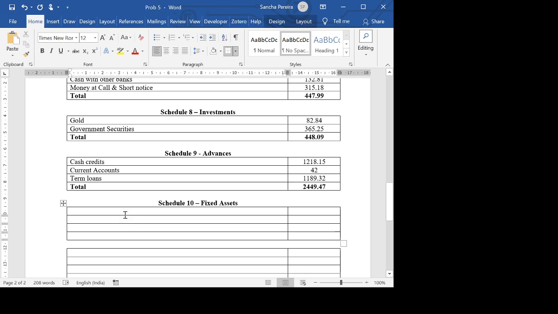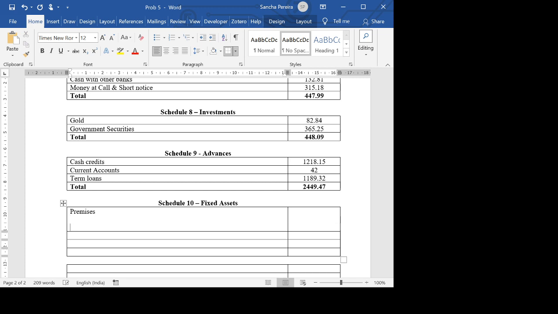We just need to be a little careful. We have premises and we have furniture. Now I told you premises and furniture, both the amounts are given as net. That means it's given after depreciation. So if I write here premises, we know the at cost, we know the opening balance, and they've given us the depreciation.